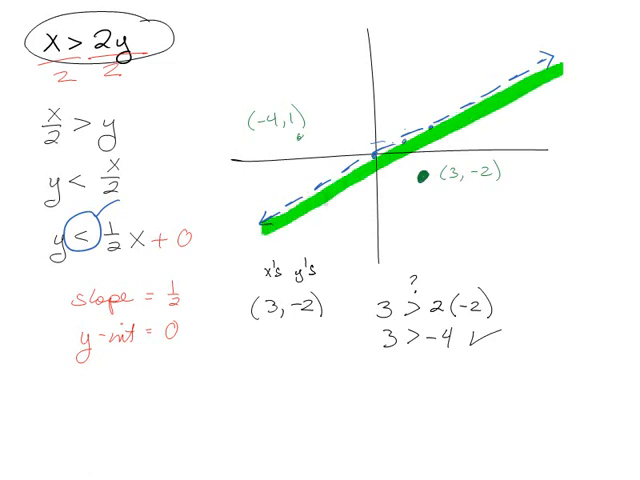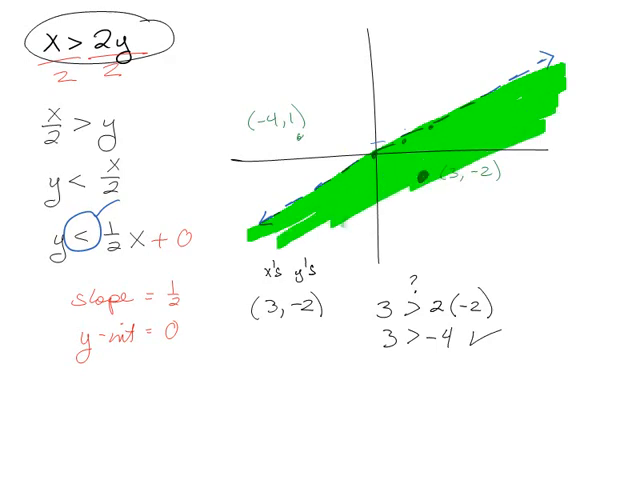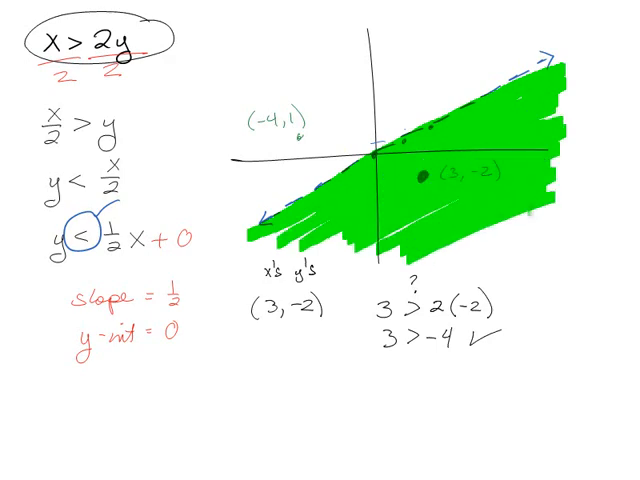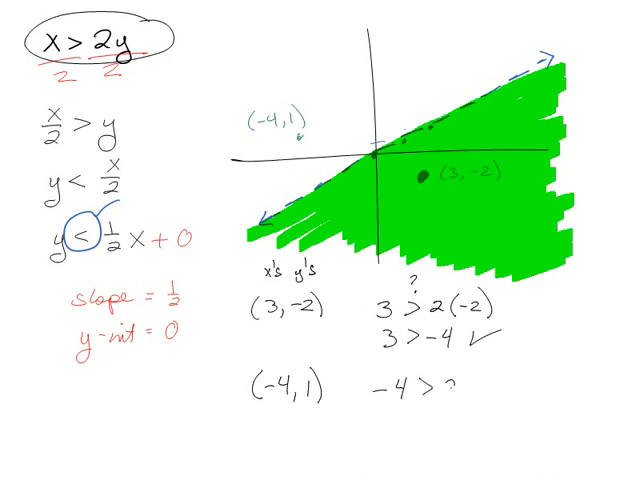Now, I've done this enough that I'm pretty sure I'm not going to include the other side. But I'm going to go ahead and check it just to make sure, because maybe I did something weird with the math. So let's do the other side, which is -4, 1. So the question is, is x greater than 2y? Is -4 greater than 2? No. So no, I don't include that side. And that's all there is to that.